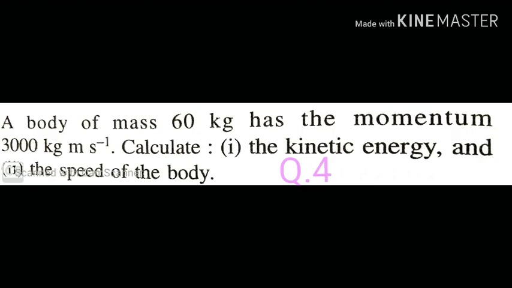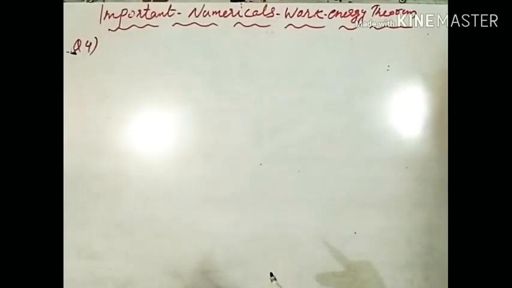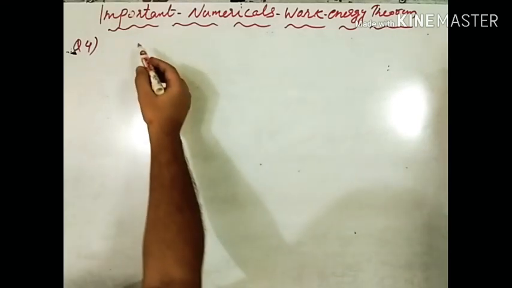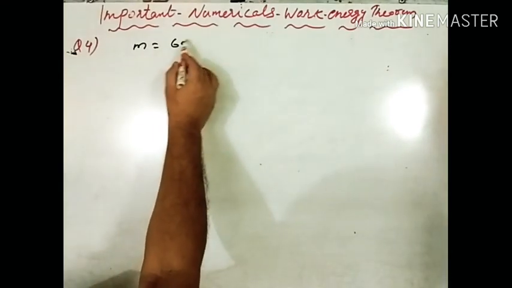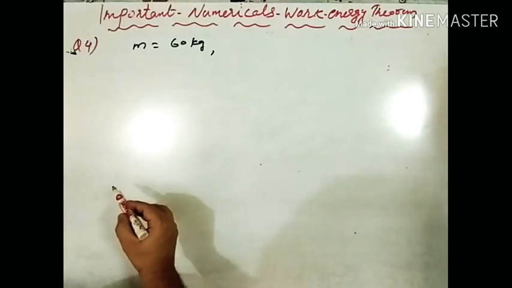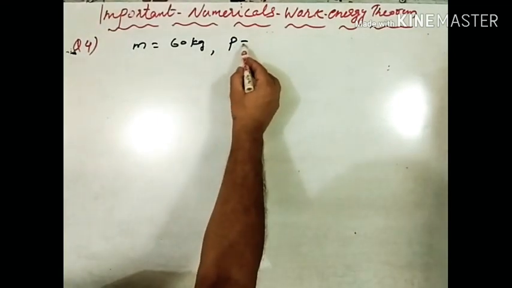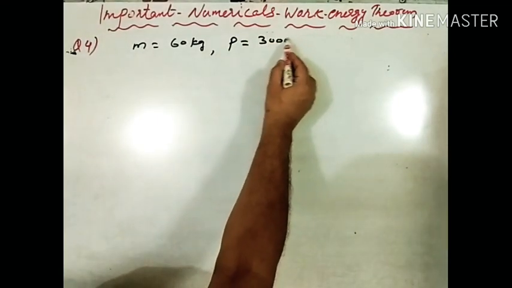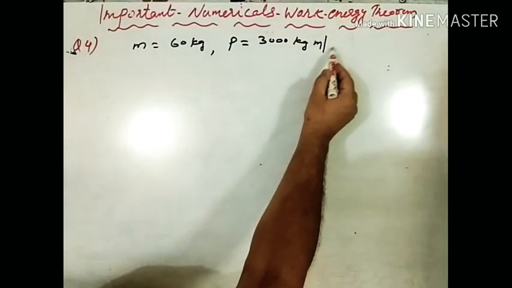Moving on to the fourth question. A body of mass 60 kg has the momentum 3000 kg meter per second. Calculate the kinetic energy and second the speed of the body. Okay, let us solve it. It's a basic problem. A body of mass 60 kg, mass is equal to 60 kg, has the momentum P equal to 3000 kilogram meter per second.